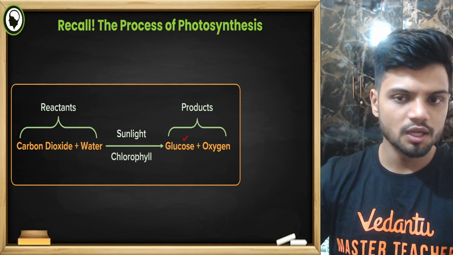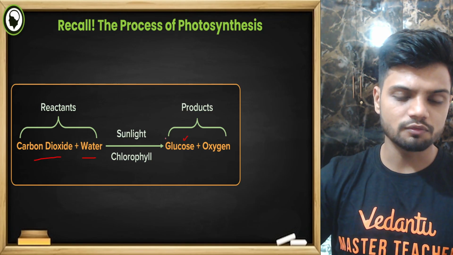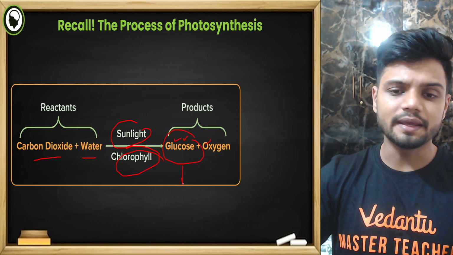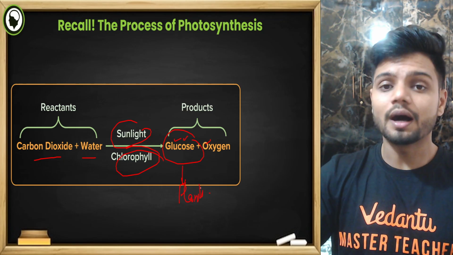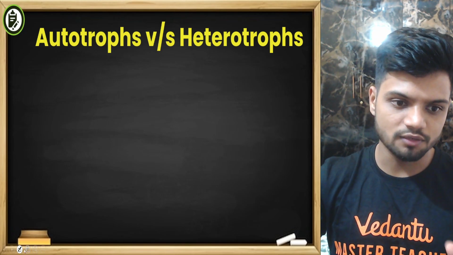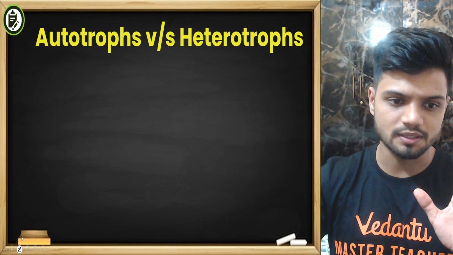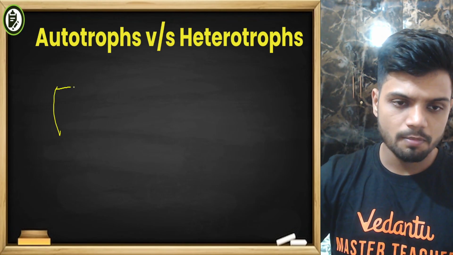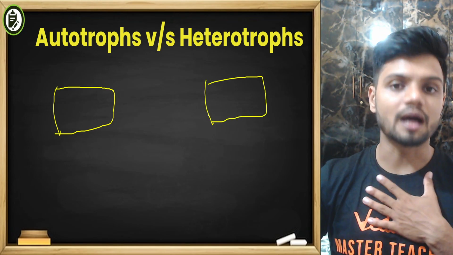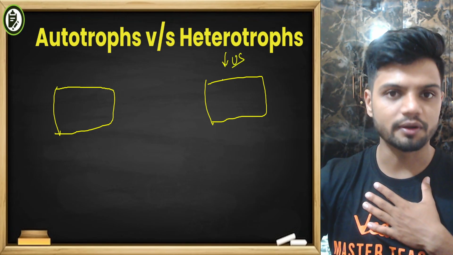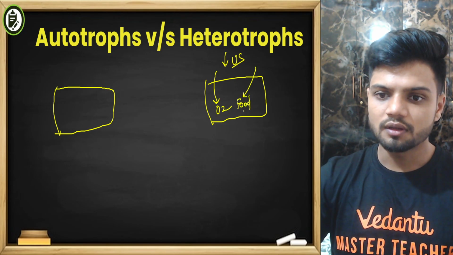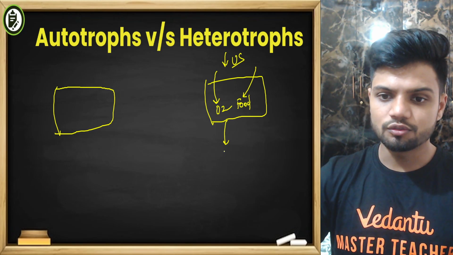All of you know this equation from the previous chapter: carbon dioxide plus water, in the presence of sunlight and chlorophyll, gives glucose plus oxygen. This glucose right here can be used by the plants. Now, understand the difference between autotrophs and heterotrophs once and for all. It is a simple difference. For example, for autotrophs, this is the plant cell. For heterotrophs, this is the animal cell. What is happening in our case, heterotrophs? We are taking the oxygen in, we are taking the food in, and we are getting it oxidized.